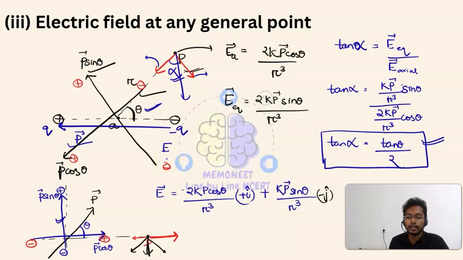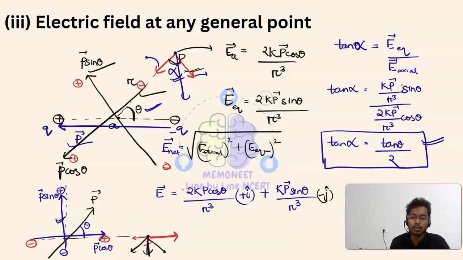Right, as for E net, we have not discussed it here. Also the net electric field will be the square root of the sum of squares of these two components, that is Pythagoras theorem. According to the addition of vectors, the angle between them is 90 degrees, so cos 90 will be 0. So what we can write, square root of E axial square plus E equatorial square.